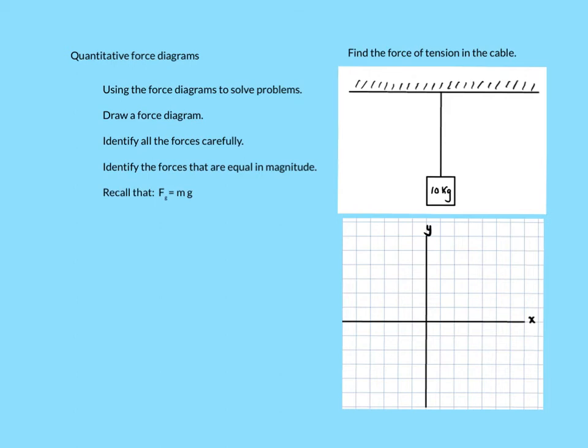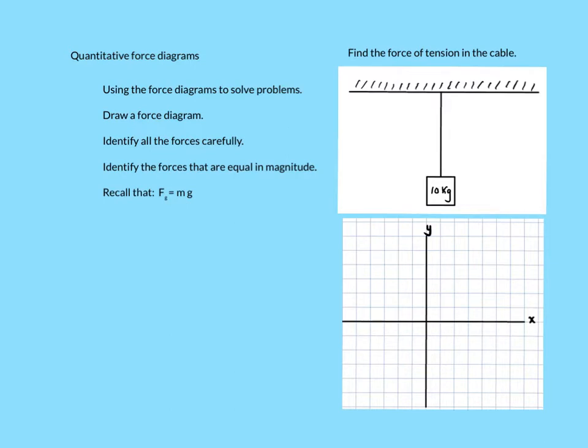So now that we've spent all this time drawing force diagrams, we're going to learn how to use these force diagrams to solve problems. So we start by drawing the force diagram. We're going to identify all of the forces and identify which are equal in magnitude to each other. And then we're going to recall that Fg equals mass times 10, okay, mg.